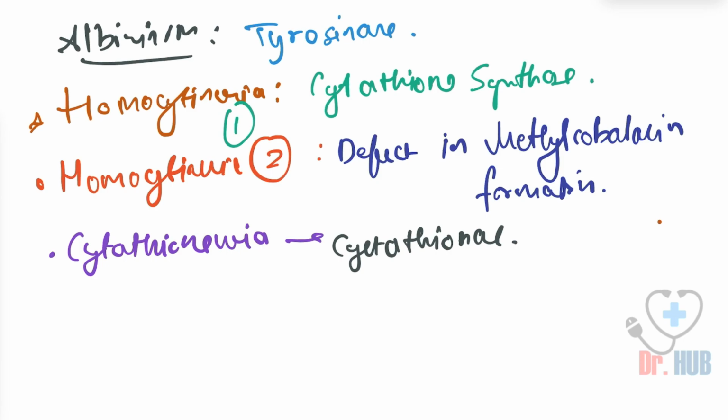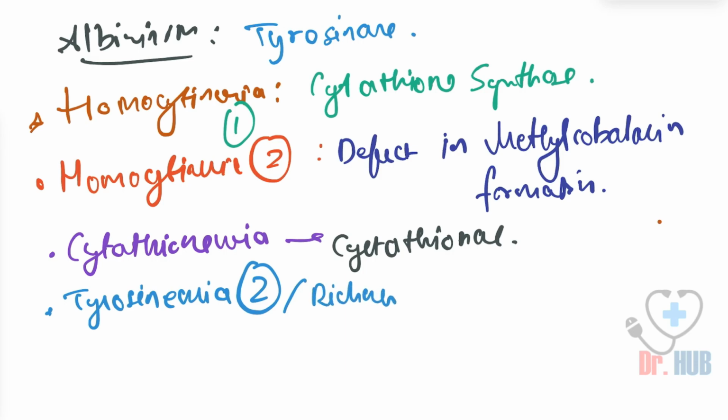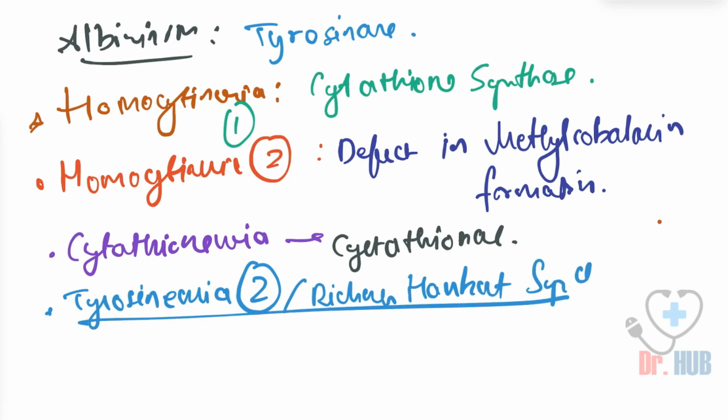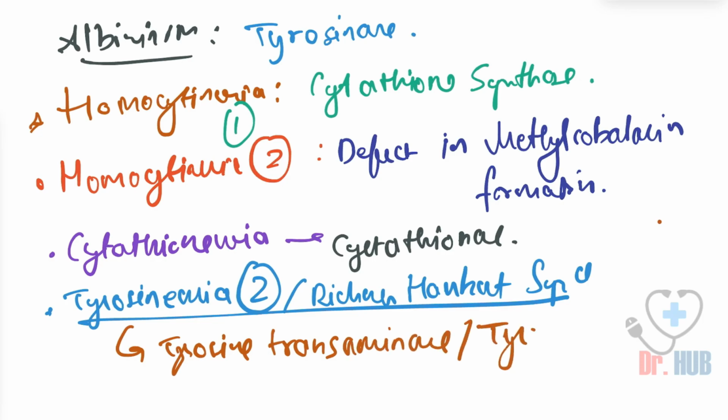Then after this, we also have tyrosinemia type 2, also known as Richner-Hanhart syndrome. The enzyme defective here is nothing but the tyrosine transaminase, or the tyrosine aminotransferase.